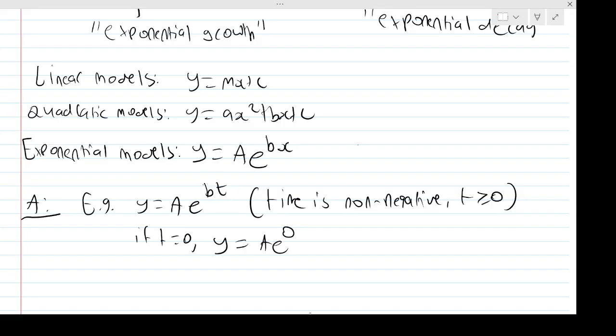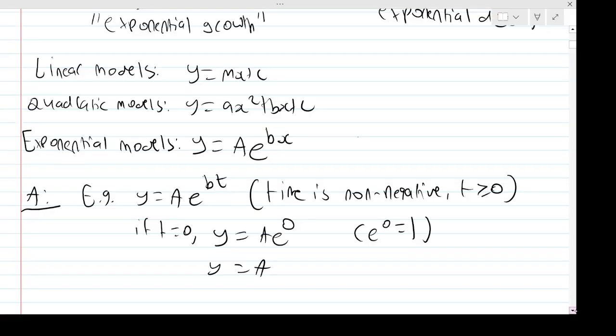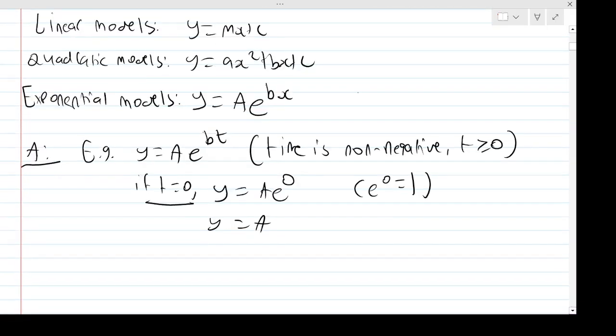Now actually, e to the 0 is just 1, okay? You can put that in your calculator because anything to the power of 0 is 1. So that means y is simply a. So therefore, it has to be the initial value, right? Because t equals 0 is the initial time. It's the start of my study, if you will. So a is the initial value.